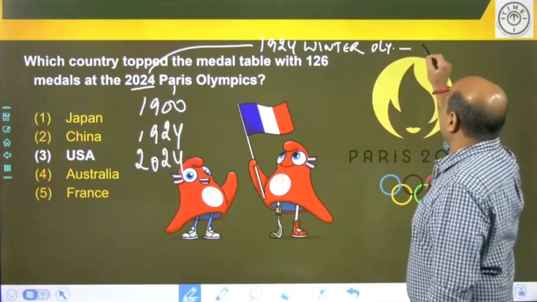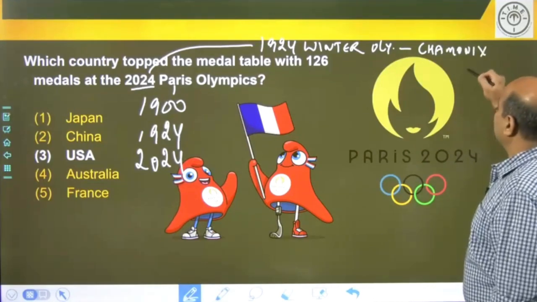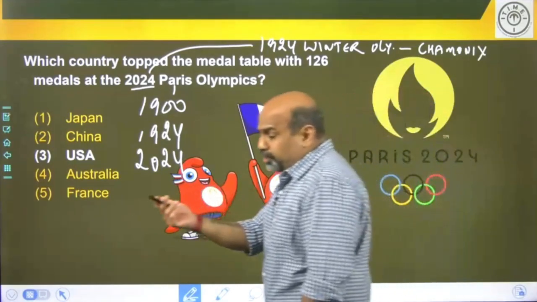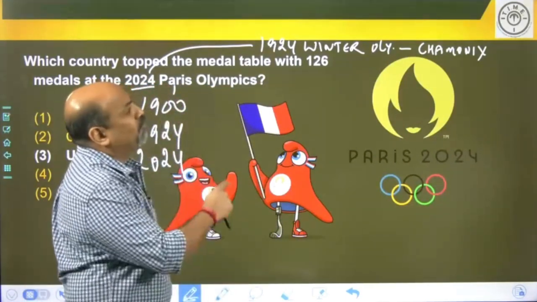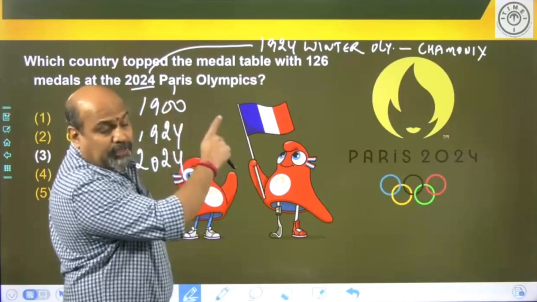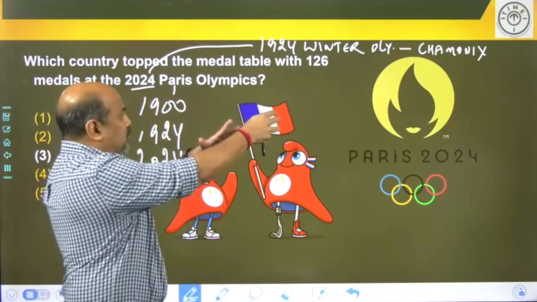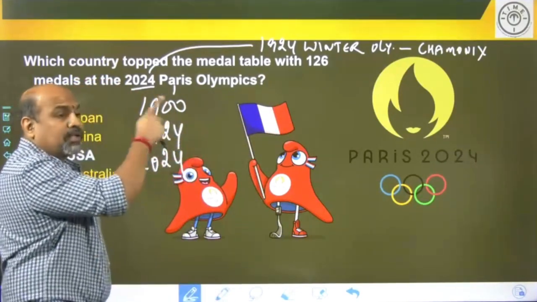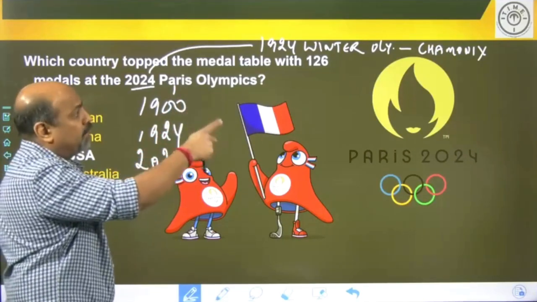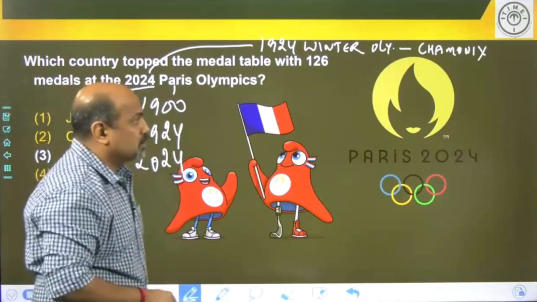And where did they happen? In a French town called Chamonix. Let's use our English, not the French language. Okay. Chamonix is the place where the 1924 Winter Olympics happened. These are the first ever Winter Olympics. And this year's Paris Olympics celebrates two things. One, the centenary of the 1924 Paris Summer Olympic Games and the centenary of the first ever Winter Olympic Games.